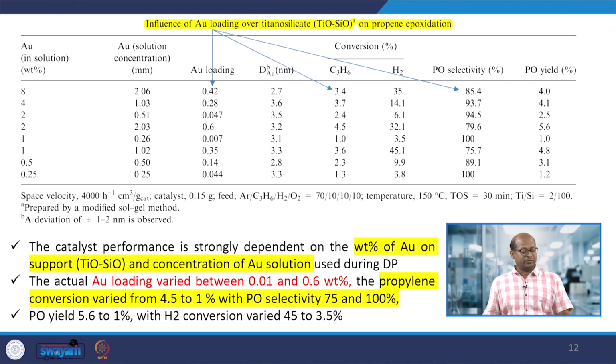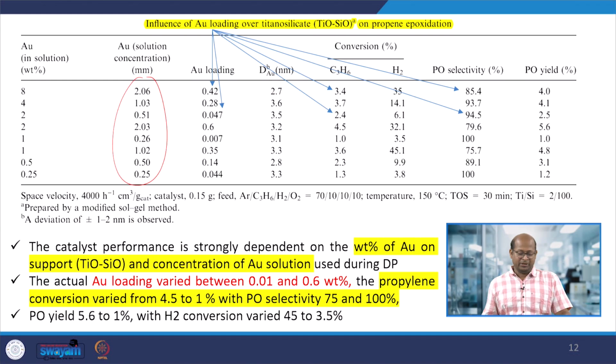Here you can also see the concentration of the gold solution that we use for preparation of the gold nanoparticles, which would be dispersed on a specific support, that may be titania silica, mixed titania silica composite or MCM-41. Any support we can choose, and there we can prepare. So concentration is very important. Depending upon that, the propene conversion will change, as well as the propene oxide selectivity will vary.